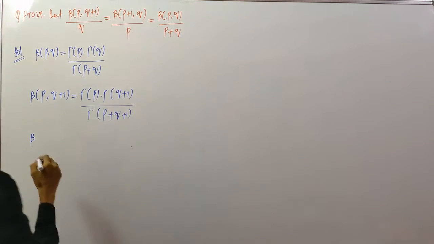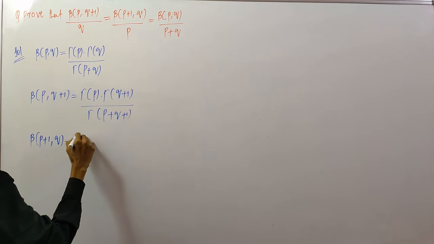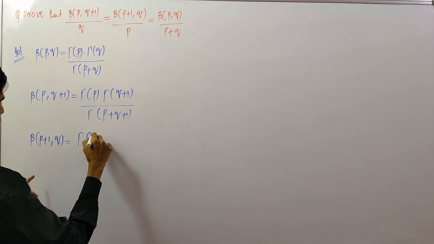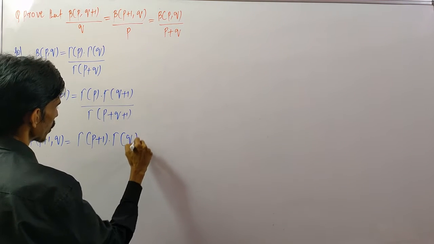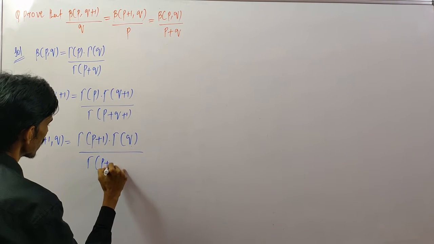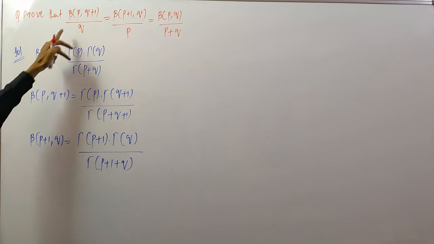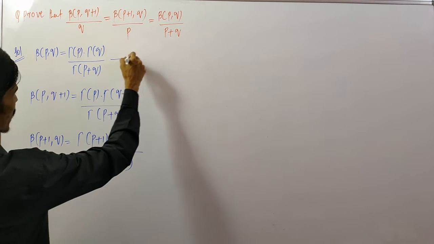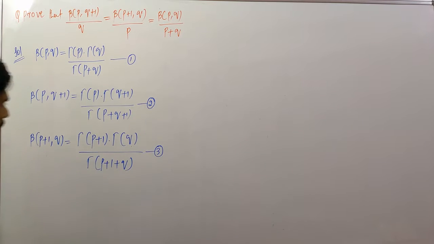Now here we have beta of p plus 1 comma q. We have gamma of this first term, that is p plus 1, into gamma of second term q, divided by gamma of sum of these two, p plus 1 plus q. Here we have beta of p comma q plus 1 by q. Now let us take this as equation 1, equation 2, equation 3.